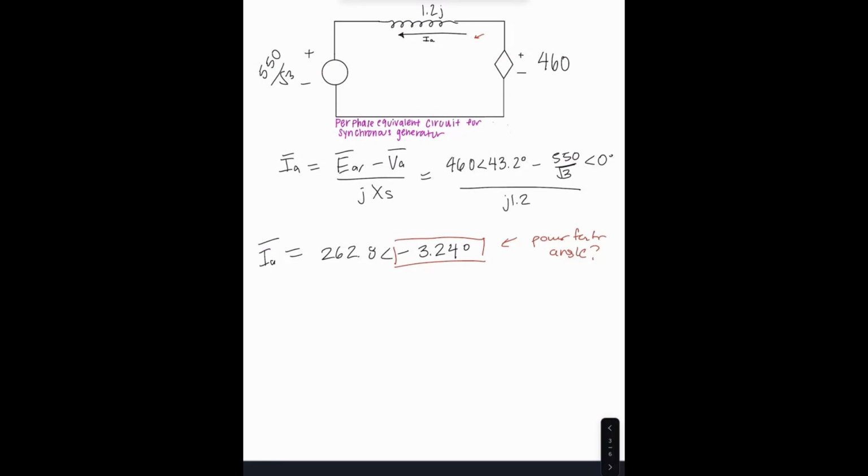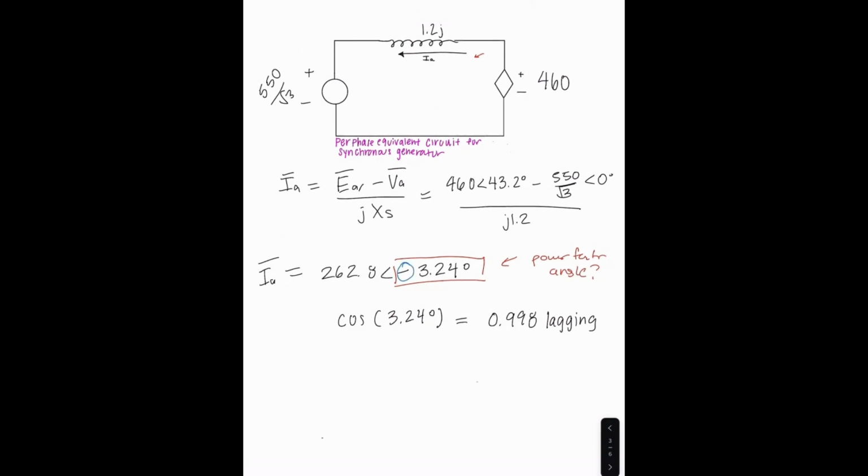So we take this and we say 3.24, right? So this will give you a value of 0.998. And we have to state that this is lagging. And we know this because of this sign. So now we have the power factor. So we can move on to the last part of part B.